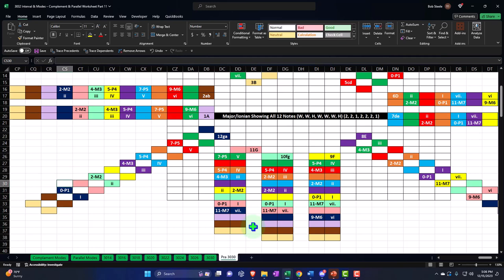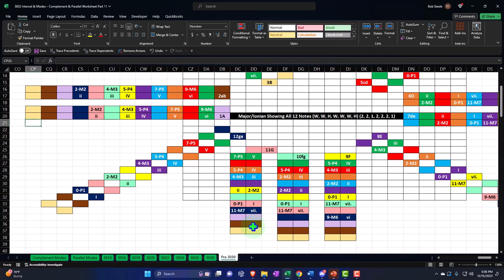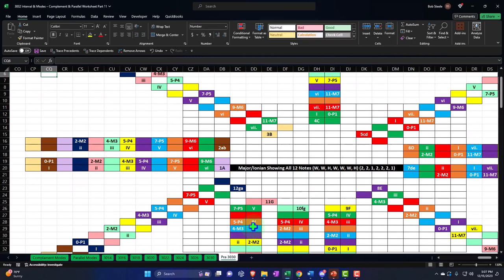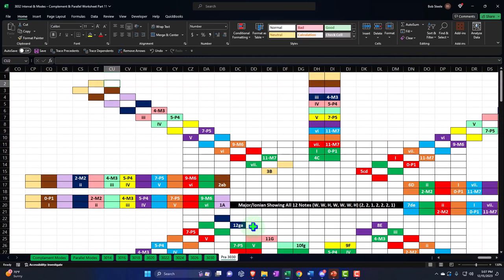Let's do it a couple more times here. This is gonna be the 1 now, which is now the A. It's the 1. Put it in the wrong spot though. It's the 1. It's gonna be a perfect first. And then we're skipping whole step to the 2. So here's the 2 up here.